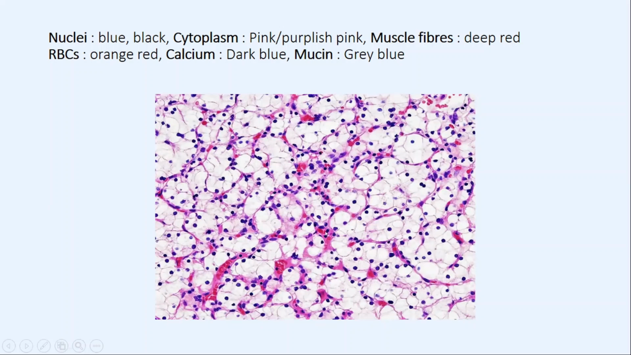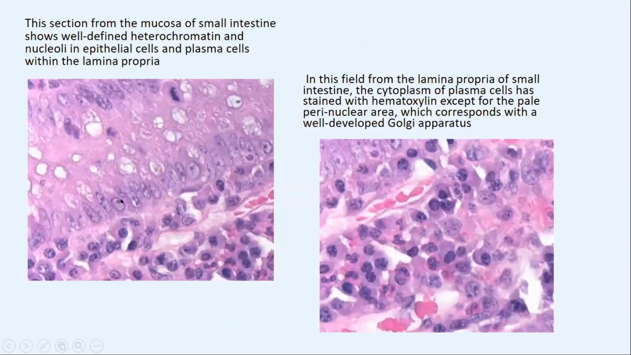Basically, you can see the two colors, the blue and the pink. This is what we get to see under the microscope. You can see the nucleus. The nucleus contains the DNA, so it takes the bluish color, whereas the cytoplasm takes on the eosin part, the reddish part. You can appreciate the nuclear features.